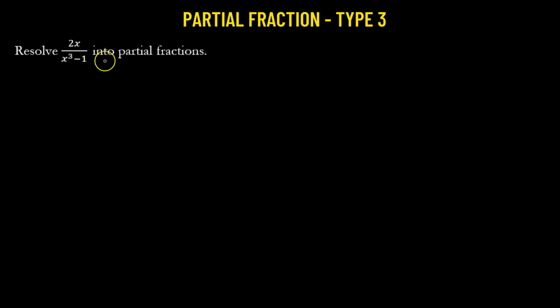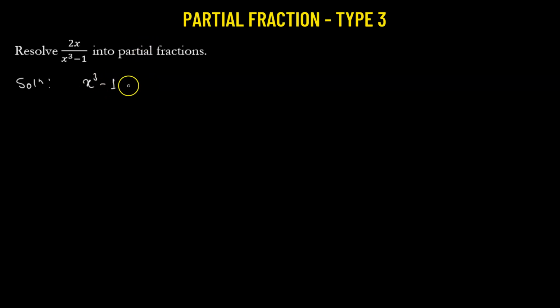So here we have the rational fraction 2x over x cubed minus 1. Our goal will be to resolve it into its partial fraction. Let us begin. Whenever we are given a rational fraction, we need to find the factors of the denominator. Here the denominator is x cubed minus 1, so we'll need to factorize it.